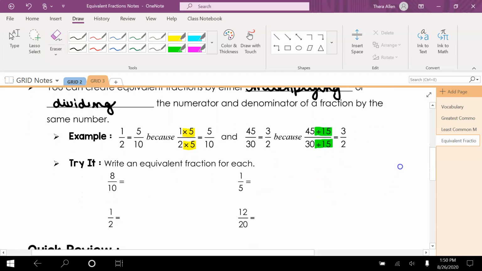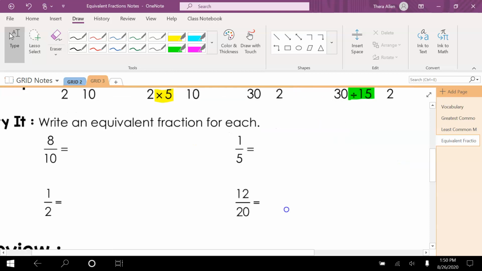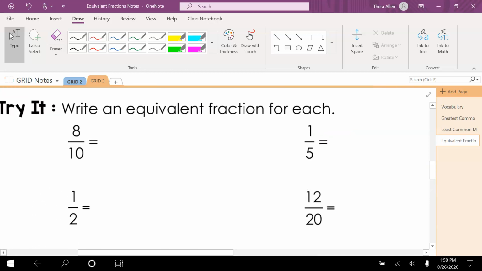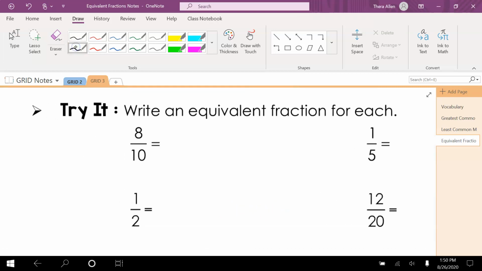We can do the same thing. We're going to look at these four fractions and write an equivalent fraction for each. 8/10. We could do this two separate ways. We can try multiplying. An easy way to find an equivalent fraction is to multiply by 2. So we can multiply by 2 on the top and we get 16. And we can multiply by 2 on the bottom and get 20. 8/10 then we know is equivalent to 16/20.